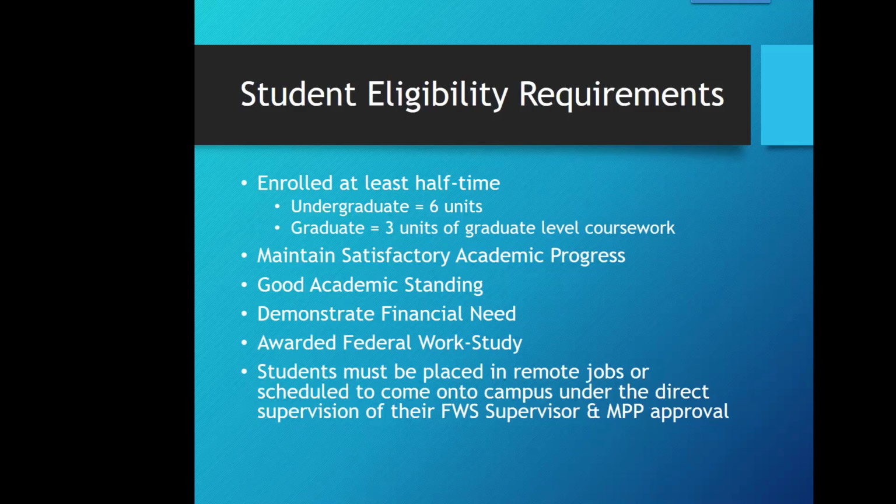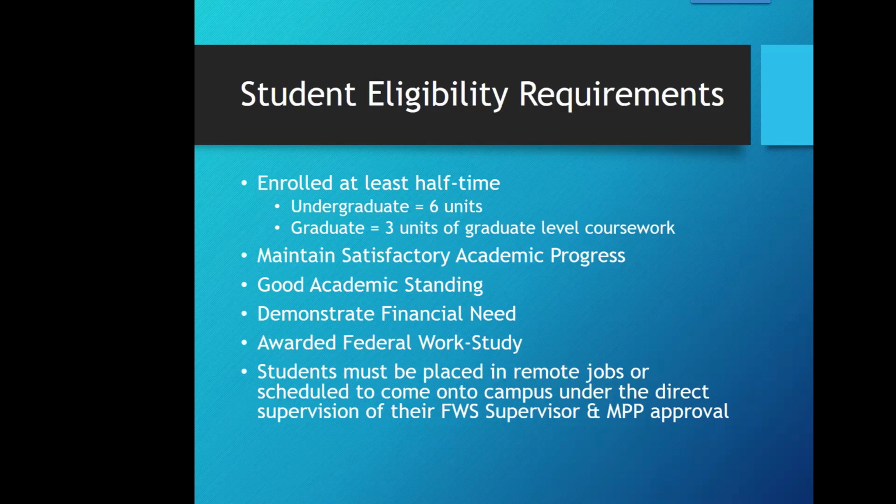So here are the basic eligibility requirements for students to participate in the Federal Work Study program. They have to be enrolled in a minimum of 6 units if they're an undergrad. If they're post-bac, credential, or master's students, they have to be enrolled in a minimum of 3 units. They have to be in good academic standing and maintain satisfactory academic progress, because we want to give you a student who isn't struggling academically and is able to balance both work and school. They have to demonstrate financial need, which the financial aid office determines when they complete their FAFSA application. They have to have a Federal Work Study award.